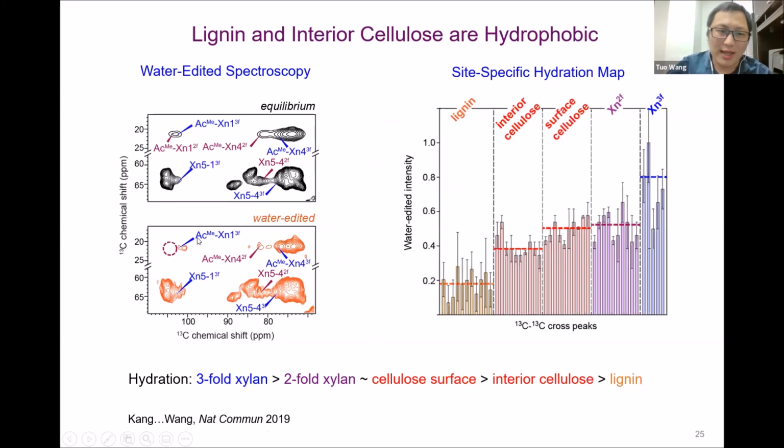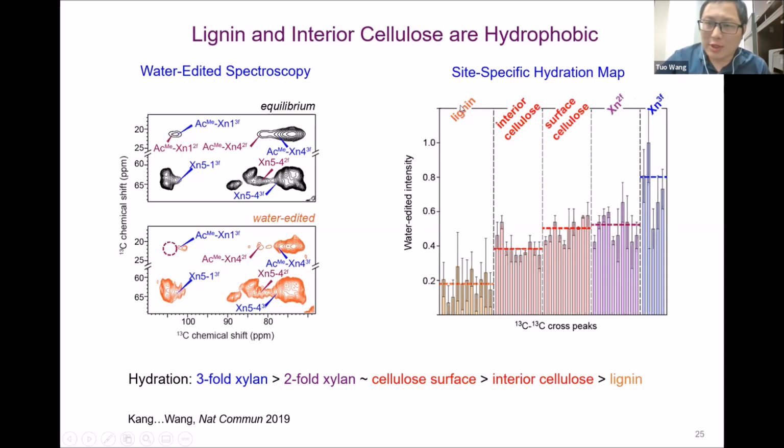For example, it detects the threefold Xylan signal in blue over the twofold Xylan signal in purple. The quantification of the water-edited intensity will provide the site-specific hydration map. The hydration level decreases from the threefold Xylan, the best hydrating molecule, to the twofold Xylan and the surface cellulose, two molecules with a tight association and similar hydration level, and then to the internal chains of cellulose and then to lignin. So we clearly have an issue here.